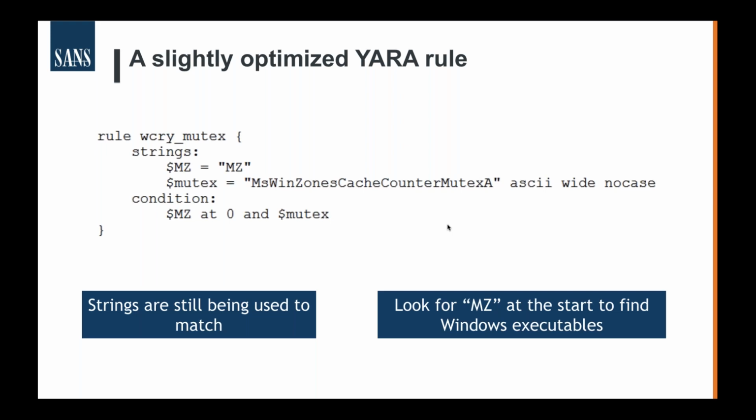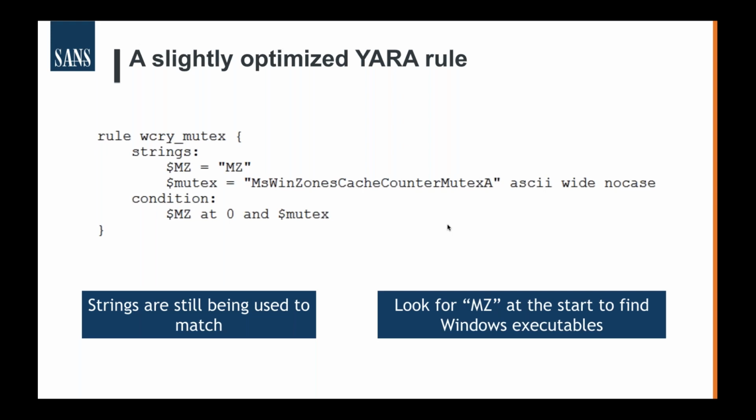We have $mz equals MZ, and $mutex, the same one, MS WinZones cache counter mutex A, but we've added a few keywords here. We've added ASCII, wide, and nocase. Now, allow me to explain. The $mz is, of course, the second string that we're looking for.